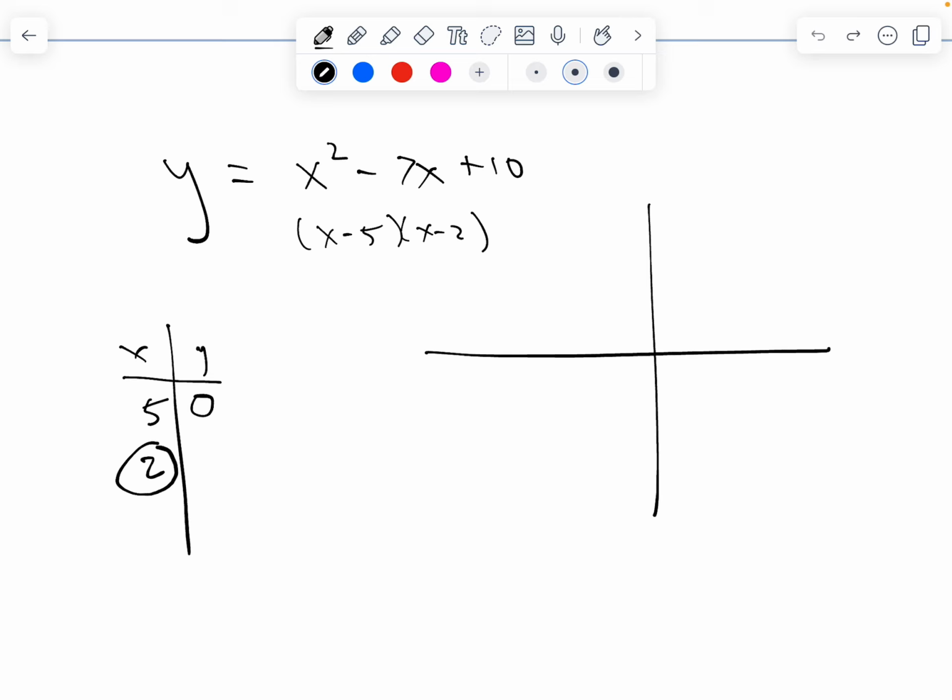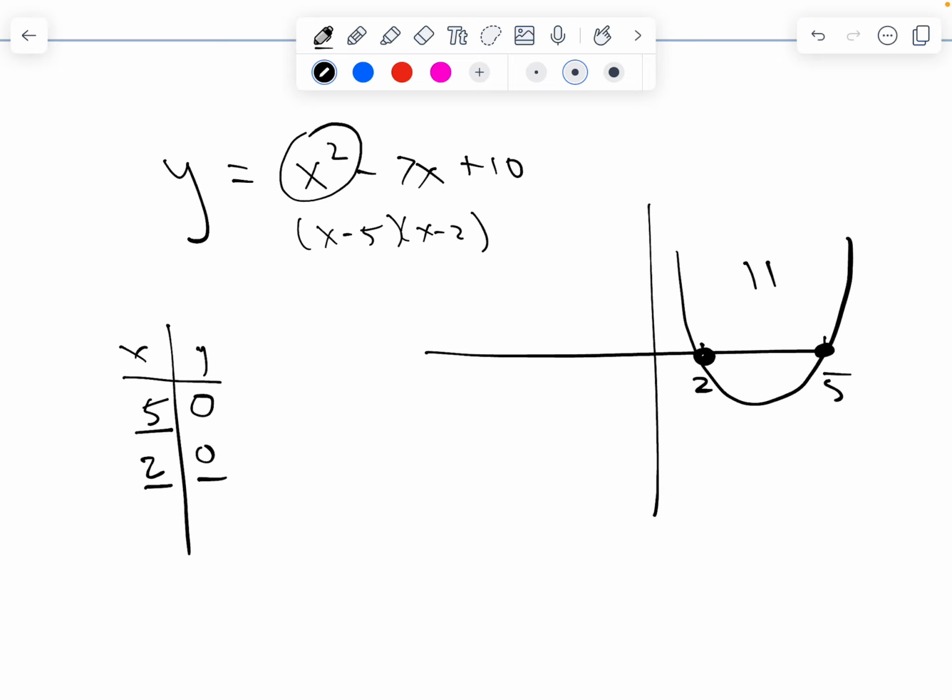Okay, so those are our zeros. And so 2 is a 0 and 5 is a 0, so it goes to the point (2, 0). When x is 2, y is 0. When x is 5, y is 0. And because it's a quadratic, you're already familiar with the shape. It's going to be a big smiley face, like that.